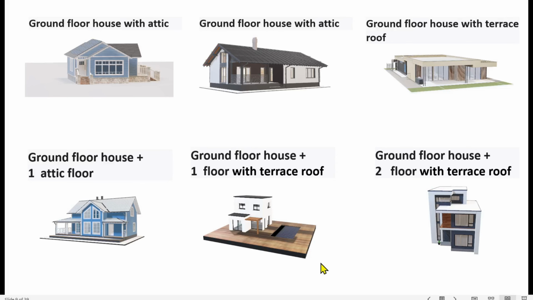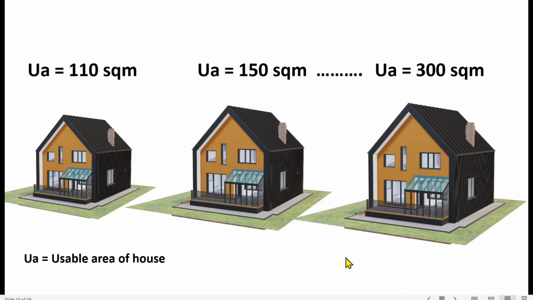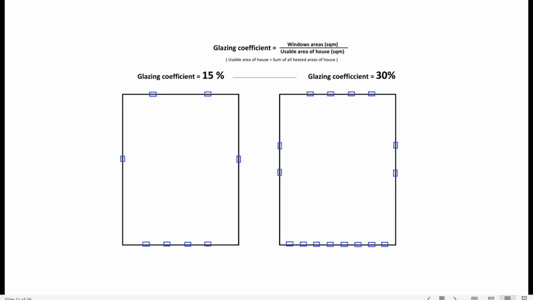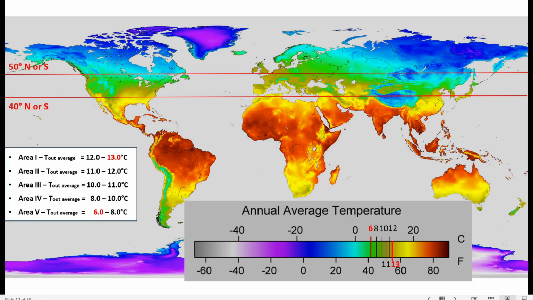We analyzed this heating energy consumption for different types of houses, for various usable areas, for different glazing coefficients between 15 and 30%, and for different climatic areas between latitude of 40 to 50 degrees north or south. These have been divided into 5 climatic areas according to the average annual air temperature.